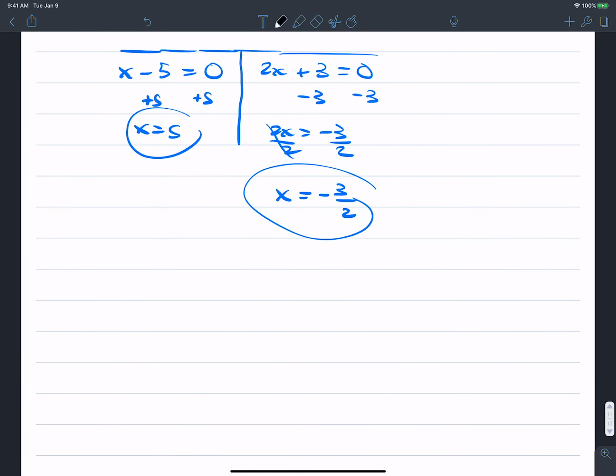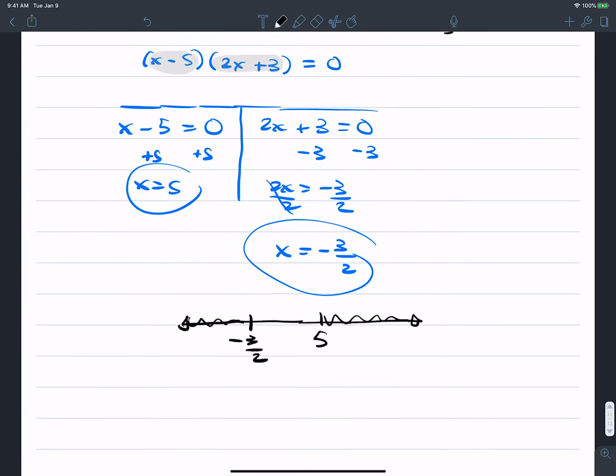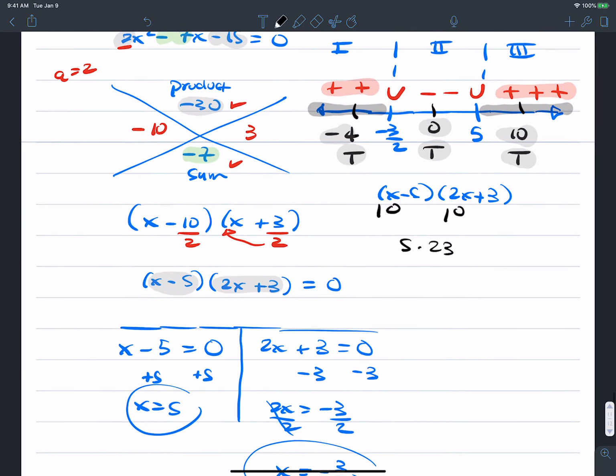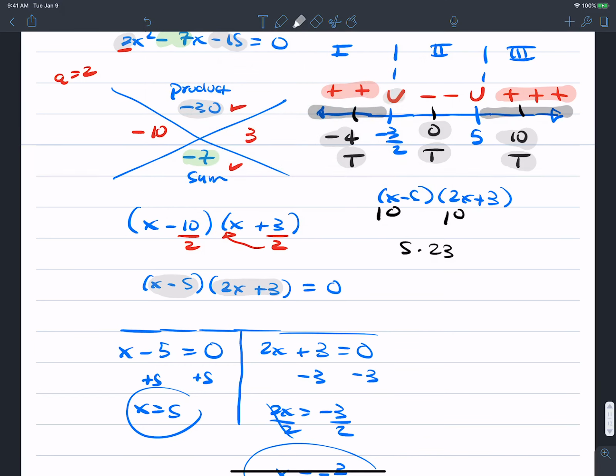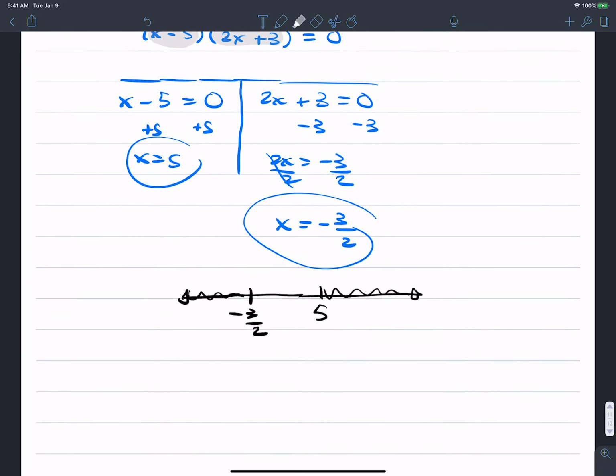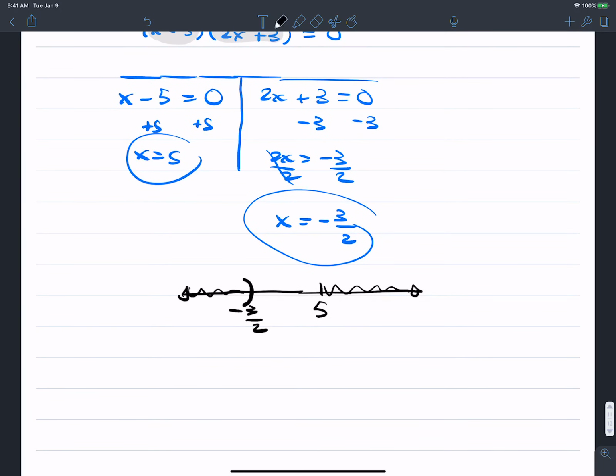So maybe we should put it all down here, since we're running out of space. Numbers to the left of negative 3 halves, numbers to the right of 5. So we're going to shade everything to the left, everything to the right. Notice, again, we do not include these numbers. We don't include negative 3 halves. We don't include 5 because that's where this is undefined. What you really do is put a parenthesis as opposed to a bracket. Here's my graph.